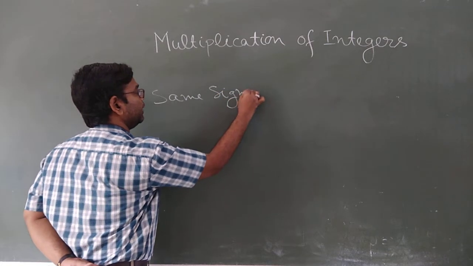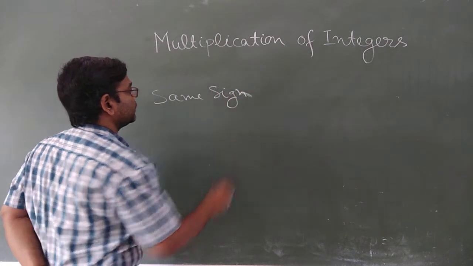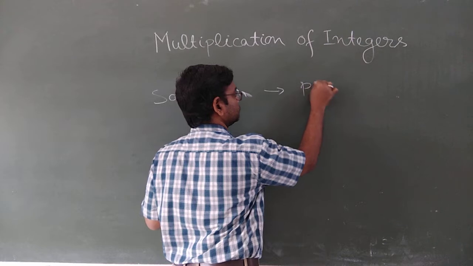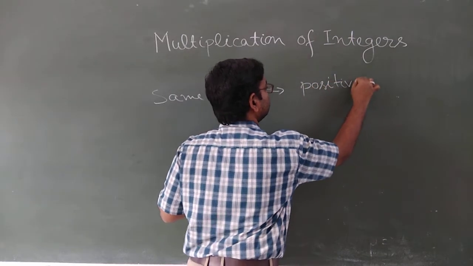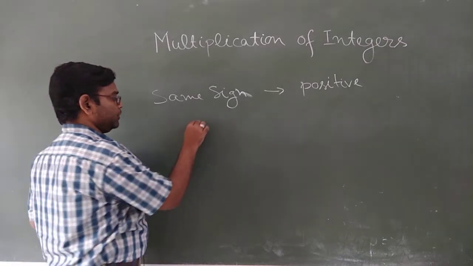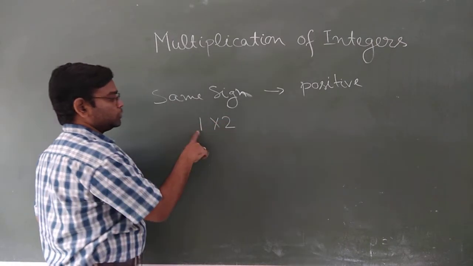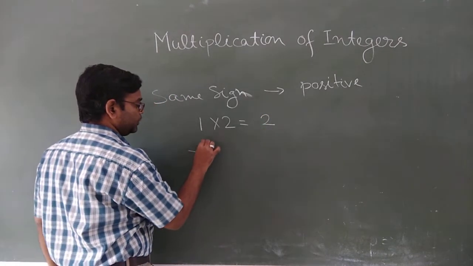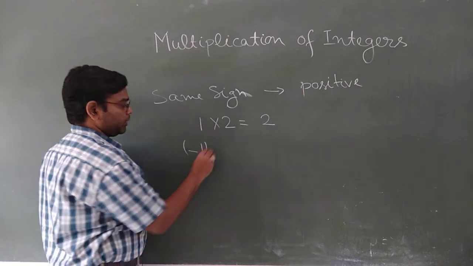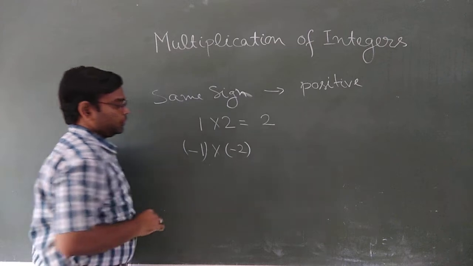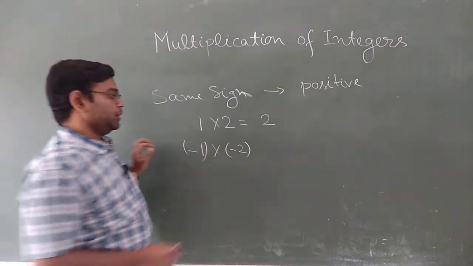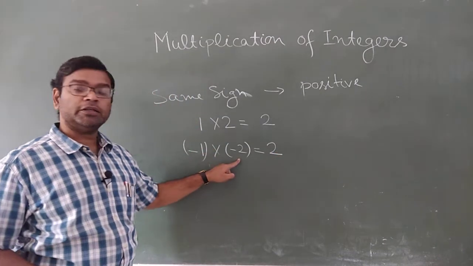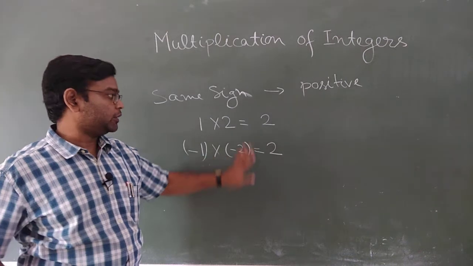First thing, always remember that if we multiply two integers having the same sign, my word is very clear, having the same sign, then the output must be positive. For example, plus 1 into plus 2, so the answer is plus 2. Clear? Now if we have one integer minus 1 and the other integer minus 2, and both of them are multiplied, the answer must be positive. Means if we multiply the same sign with each other, the answer is always positive. This is the first part.